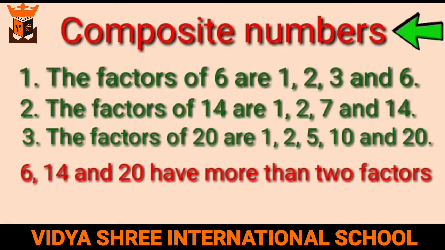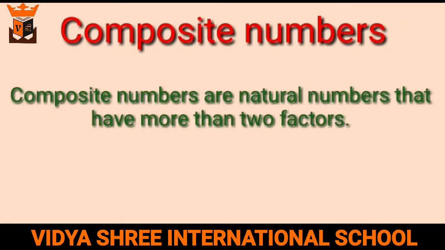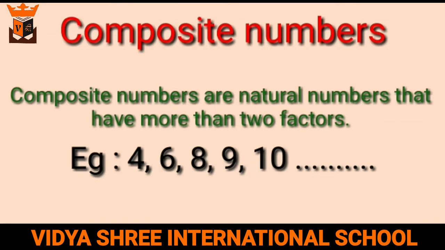So these numbers are called composite numbers. Composite numbers are the natural numbers that have more than two factors. For example, 4, 6, 8, 9, 10 and so on.